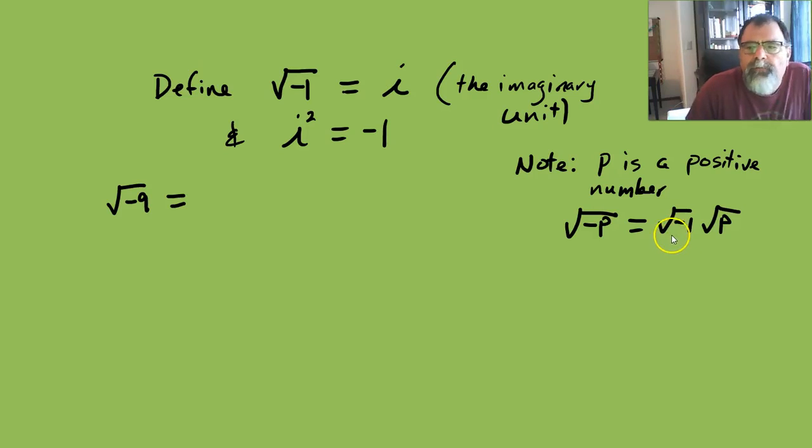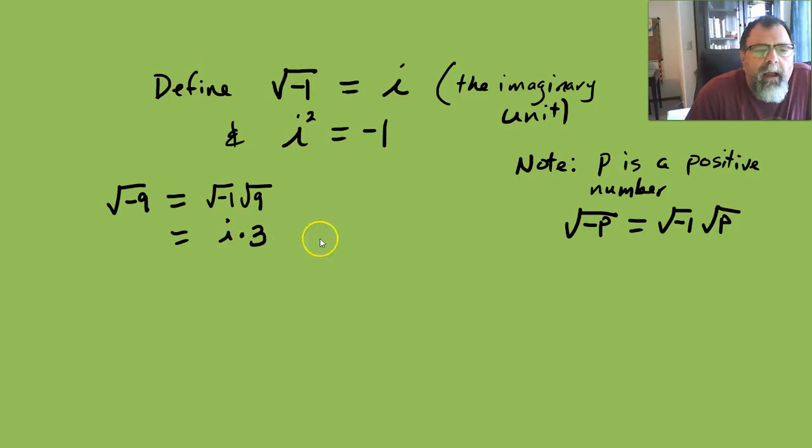So we have to do this first before we do anything else. The square root of -9 is the square root of -1 times the square root of 9. From the example before, we know the square root of 9 is 3. And the square root of -1, by definition, is just i. Typically we write the number first and then the i after it. So the square root of -9 is just 3i.